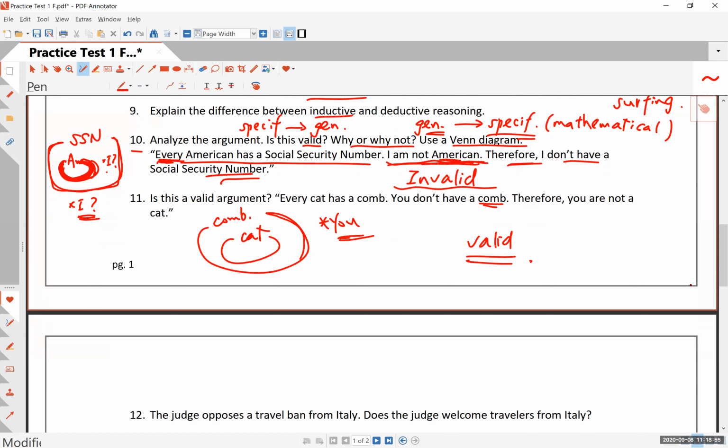All right. Now you could ask, is this sound? Soundness means it's both valid and true. Of course, not every cat has a comb. If you have a cat, the chances are your cat does not have a comb. Maybe it does, but it's just not true. The first statement is not true. So this is not a sound argument, but it is absolutely valid as an argument because of what the Venn diagram is showing.